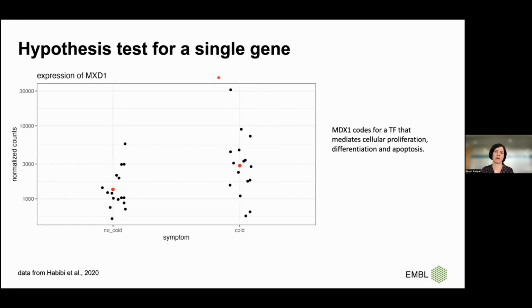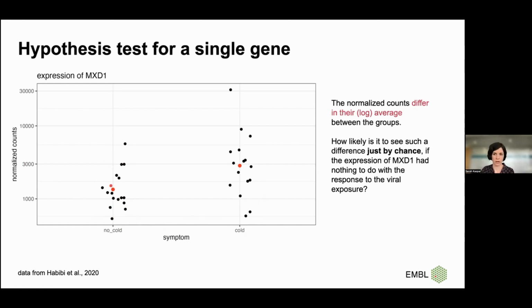And we can just start by looking at a more or less random gene, not totally random, but from the genes that they tested. It's called MXD1, and it codes for a transcription factor that mediates cellular proliferation and other processes. So in this plot, I'm showing you normalized counts. They are normalized to the sample size. And we have 16 counts from 16 persons in the no cold group and 16 counts from the cold group. I'm also showing you the log averages in each group here as red points.